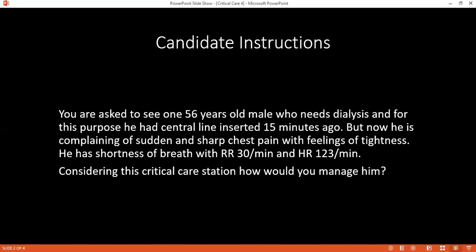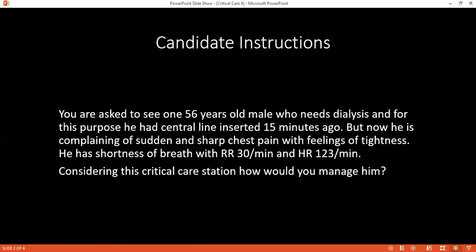If there is ipsilateral reduction of chest wall movements and breath sounds, and breath sounds as well. Okay, right. Then can you name a few differences between simple pneumothorax and tension pneumothorax? How would you differentiate between the two?